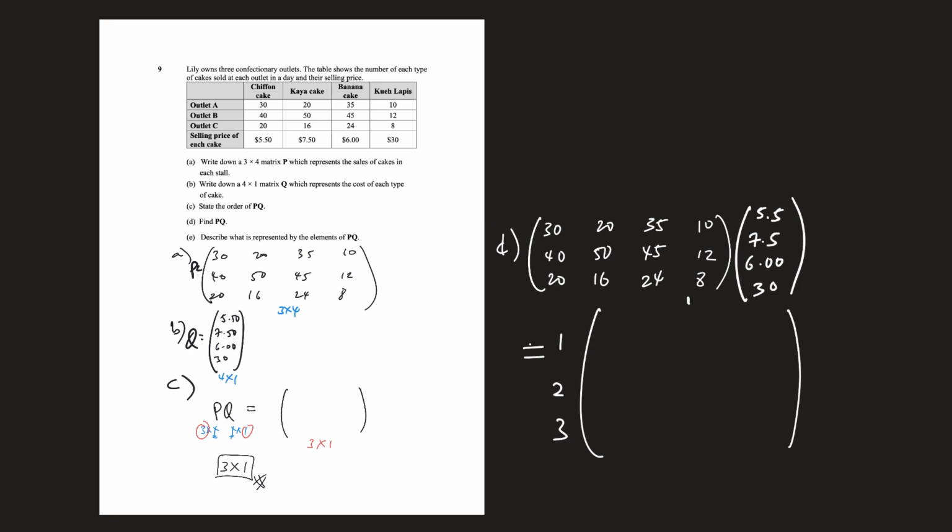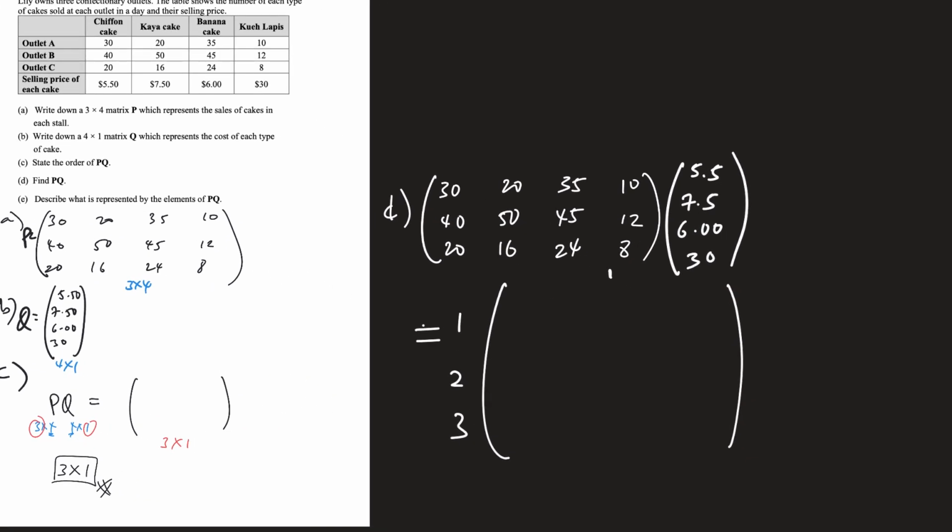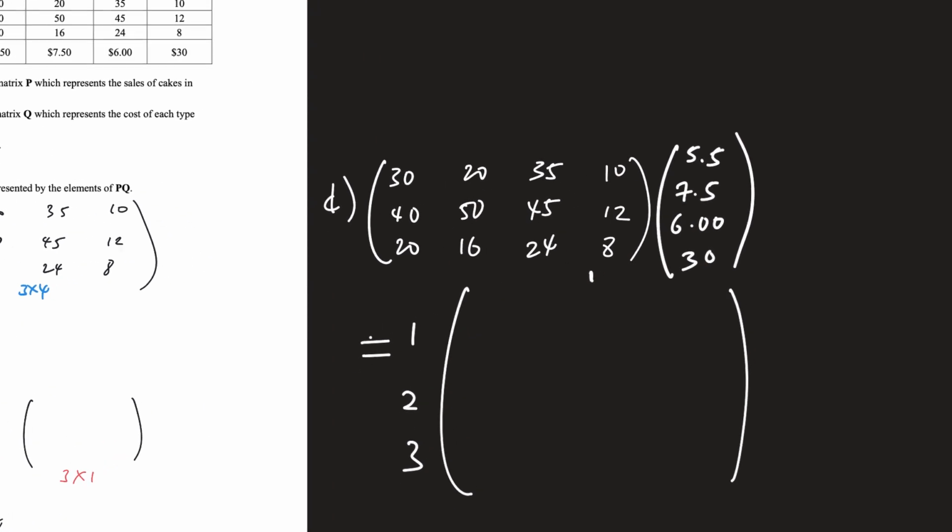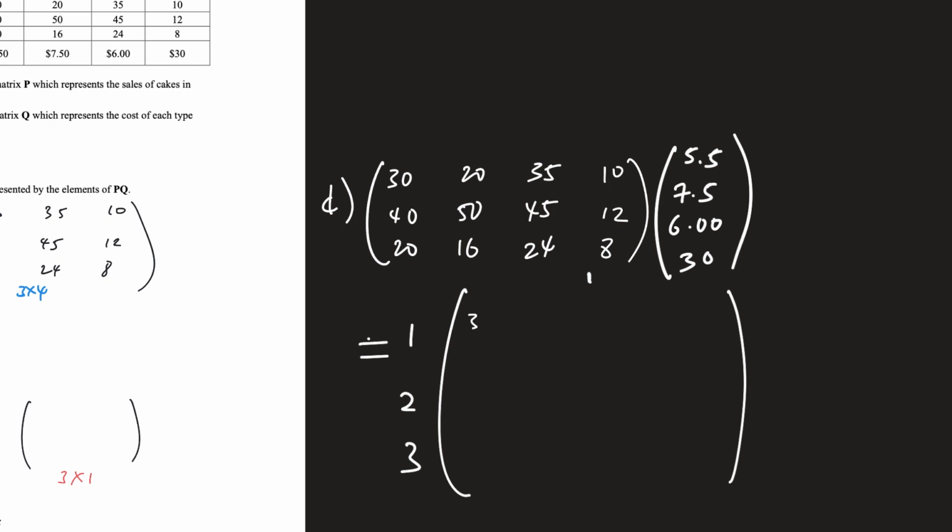Now I'm writing it big because I want to write out the full working. So this is row 1, column 1. You can see this row moving down: 30 will align with 5.5, 20 with 7.5, 35 with 6, 10 with 30. And so it'll be 30 times 5.5 plus 20 times 7.5.